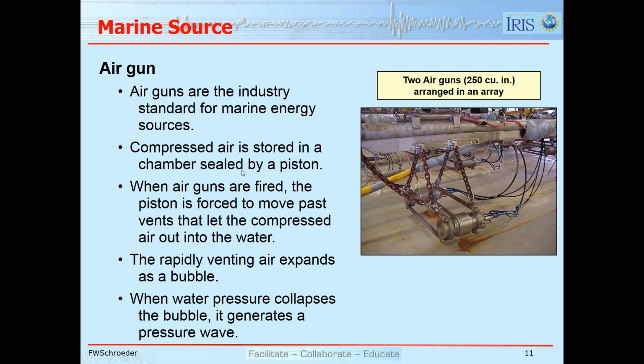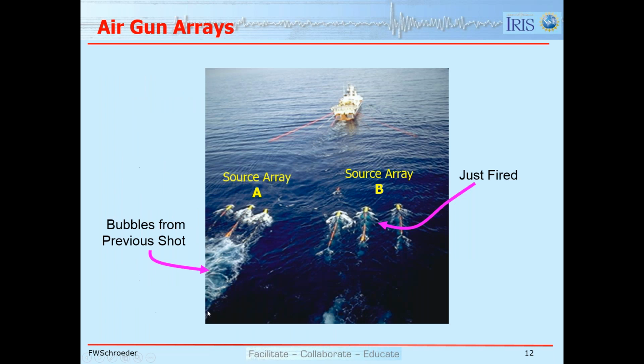We put compressed air in a chamber within each of the air guns. When the gun is fired, a hatch is opened and a piston forces the air out rapidly. The venting air creates a bubble or a series of bubbles, and the water pressure will collapse those bubbles. When the bubble collapses, that's what generates our acoustic energy, or our pressure wave. So it's kind of like blowing up a balloon. Blowing it up doesn't give out a lot of energy, but if you pop it with a pin, you get a fairly large pop of acoustic energy.